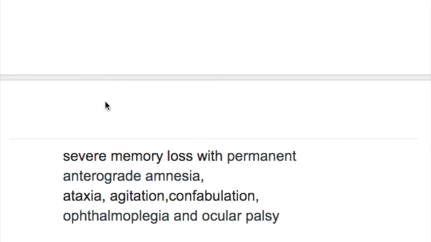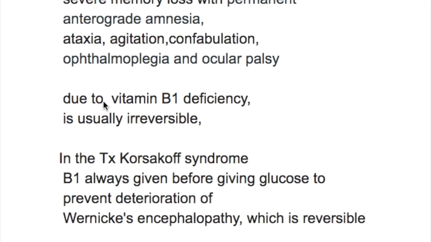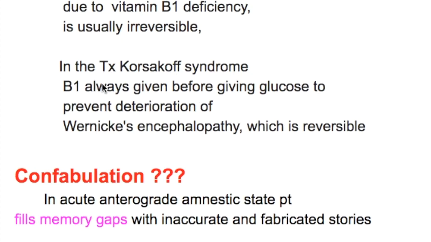What's Korsakoff syndrome? Severe memory loss with permanent anterograde amnesia. The condition occurs in chronic alcoholics. There is ataxia, agitation, confabulation, ophthalmoplegia, and ocular palsy. It occurs due to vitamin B1 thiamine deficiency and is usually irreversible.